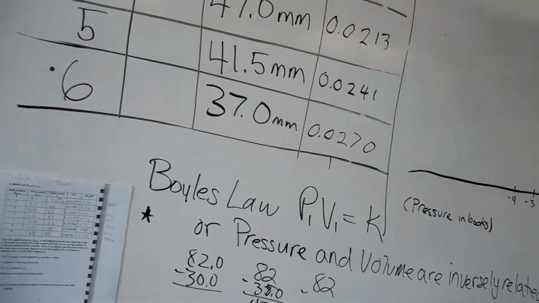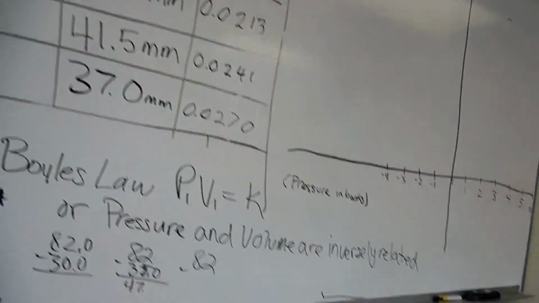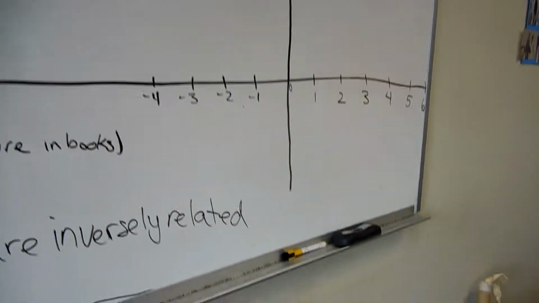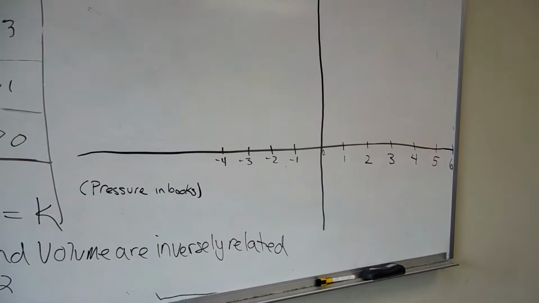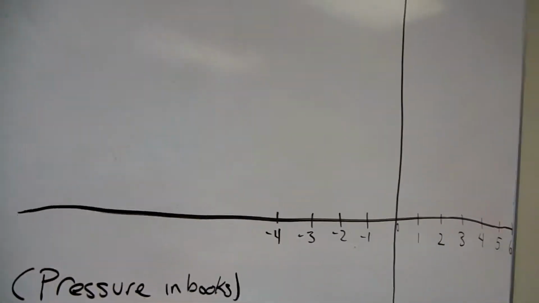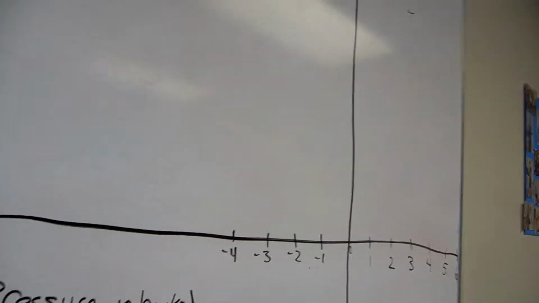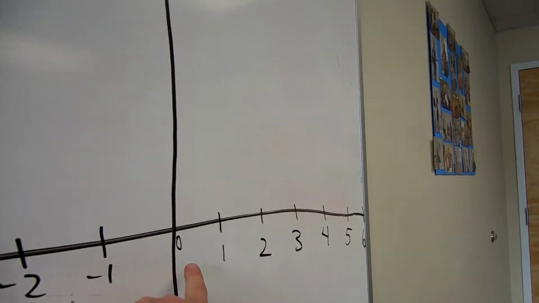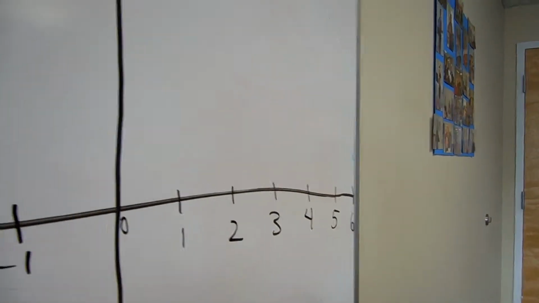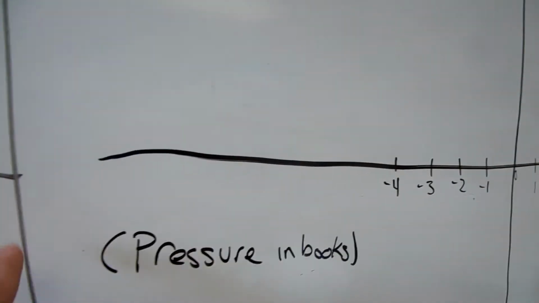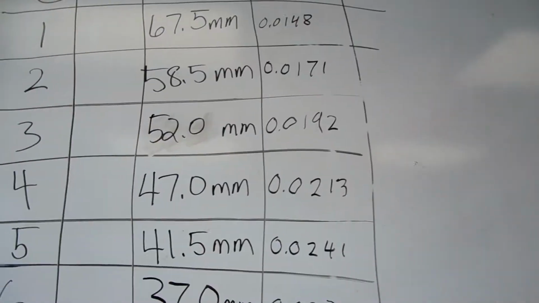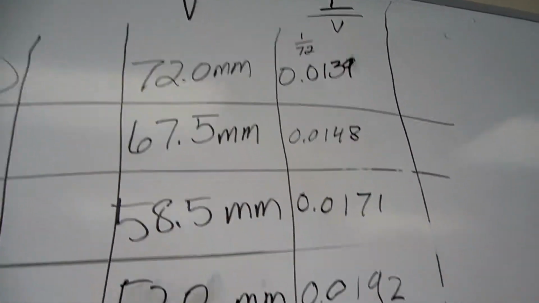Okay, so then what we need to do is draw a graph and see what we can learn. So we've got an x-axis filled out, and the label on the x-axis needs to be pressure in books. Always label your axes. Pressure in books. So we collected data from 0 to 6 books. And then we're also going to include a negative axis. But graphing the y-axis, this 1 over v column, is more challenging.